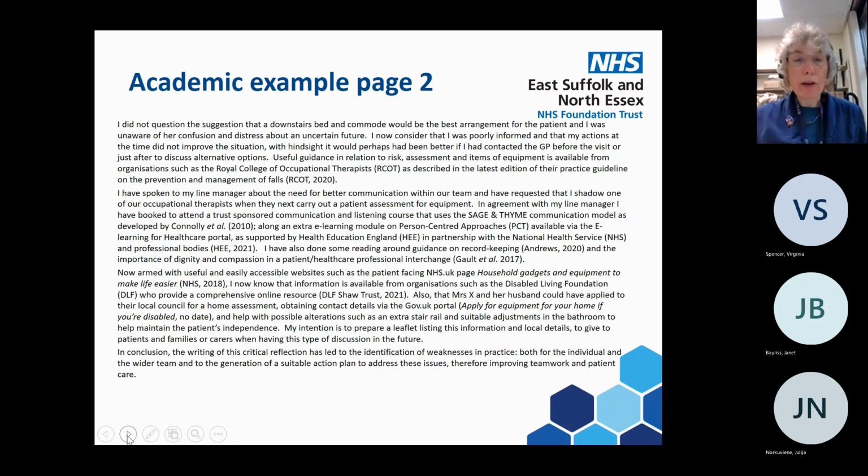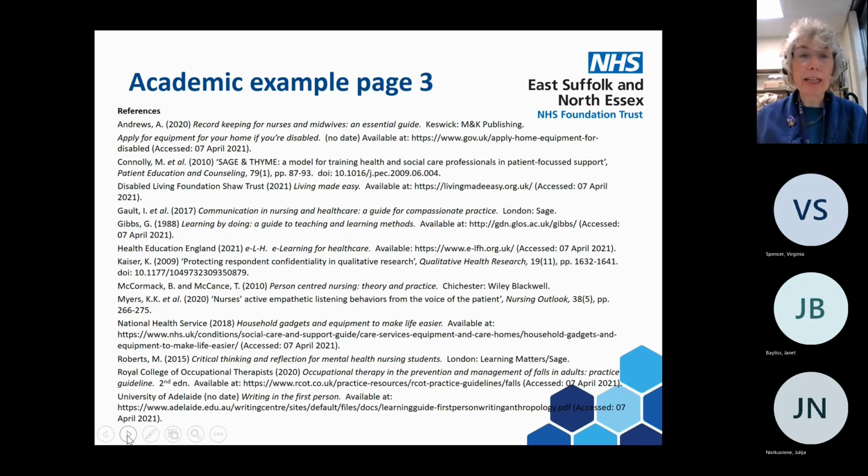At the end, the final paragraph sums it up about the identification of some weaknesses in practice, both with implications for the team and for the individual, and about how a suitable action plan was generated. So that's your ending of, in this case, what is moving towards an academic example. It isn't perfect, but you know what? It's at least giving an example of how that might be done. And that's all the references, and they are actually accurate, or they were at time of writing.